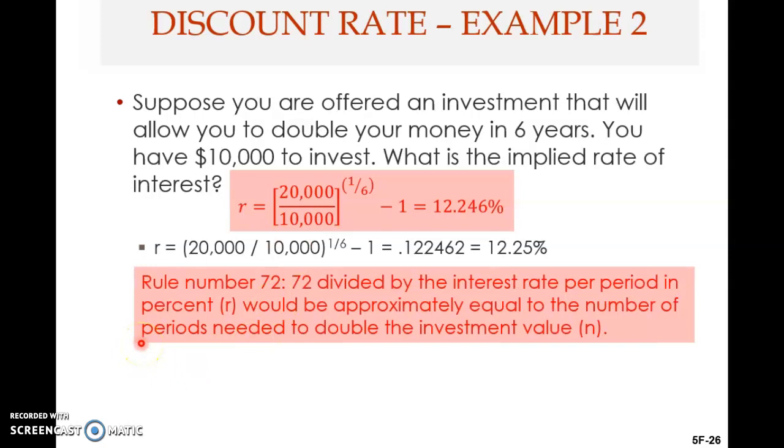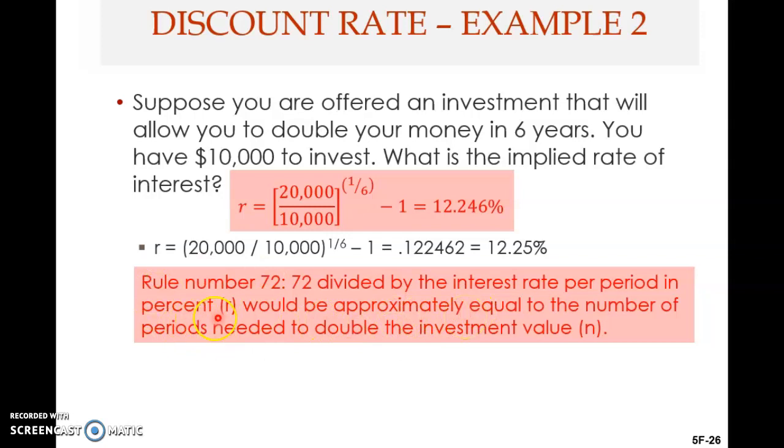Now, there is this rule number 72, or rule of 72. In short, it's called rule of 72. Now, this rule is an approximation. You can use this rule under the condition when the investment doubles in value. Otherwise we cannot use this rule, and even if you use this rule, this is only an approximation, this is not an accurate answer.